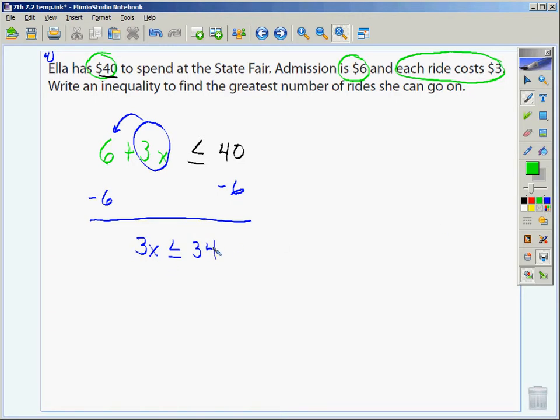Is X completely by itself yet? No. What would I do? Divide by 3. It says X is less than or equal to, and if I divide that out, this is going to come up to 11.333 repeated.